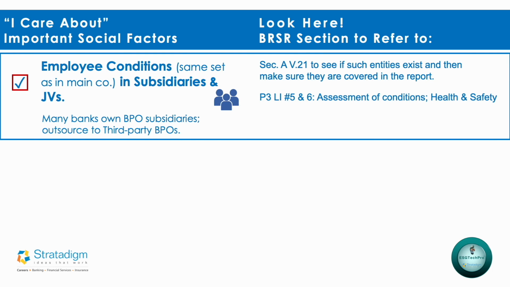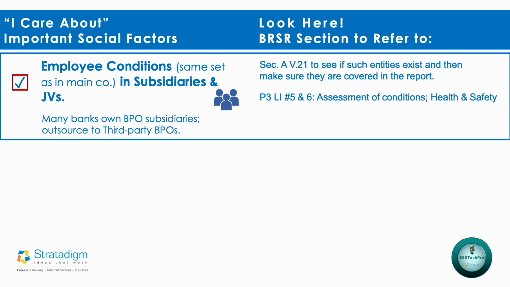Then we move to the employee conditions in subsidiaries and joint ventures. Now we looked at the workforce issues for the bank's own employees. We now need to look at those subsidiaries, those third-party BPOs, external contractors to whom work might have been outsourced by the bank. So if you go to section A 5.21, you can see whether a bank has subsidiaries or joint ventures. And you can also see from workforce how many are contracted employees.